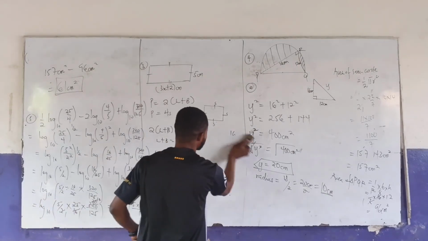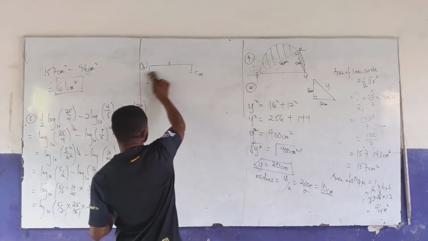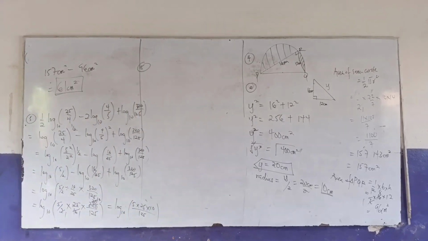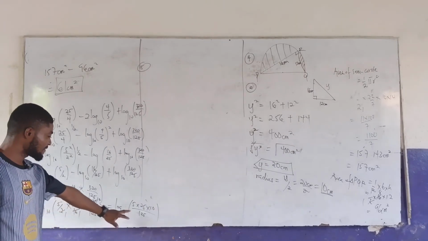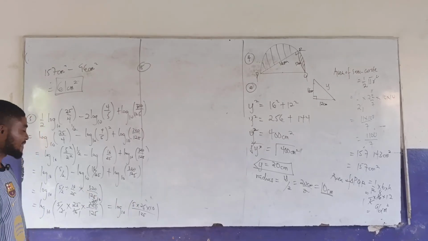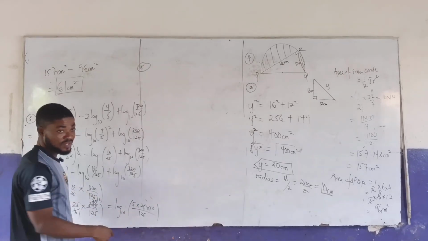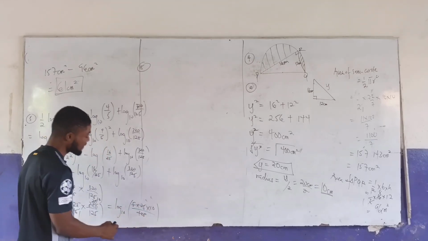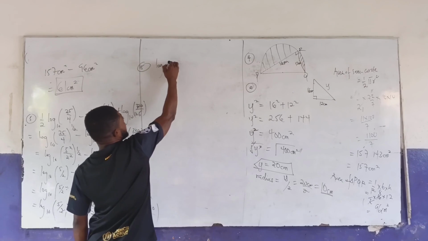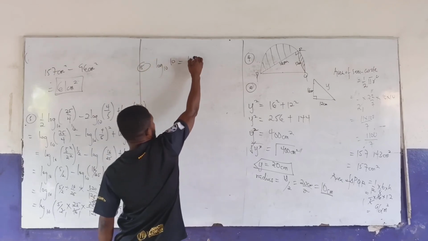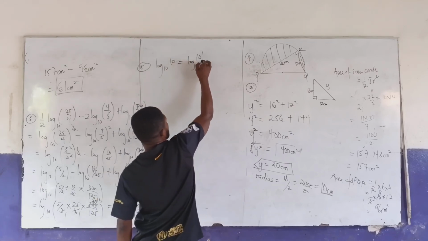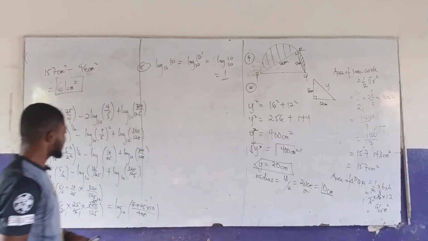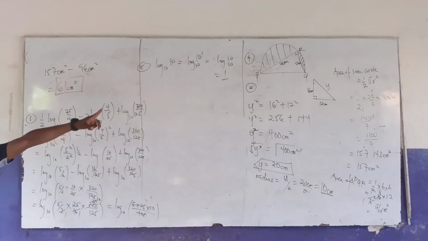Challenge yourself to do better, and you can't give up just like that. So here we have log of 5 times 25 times 10 on 125, all base 10. 5 times 25 is 125, so the 125 cancels 125, leaving log 10 base 10, which is equal to log 10 to the power 1, which is equal to 1. So the final answer for all this rubbish is just 1.